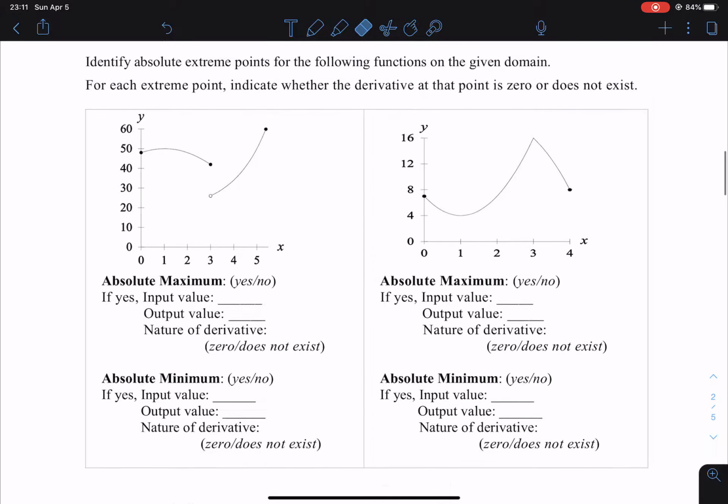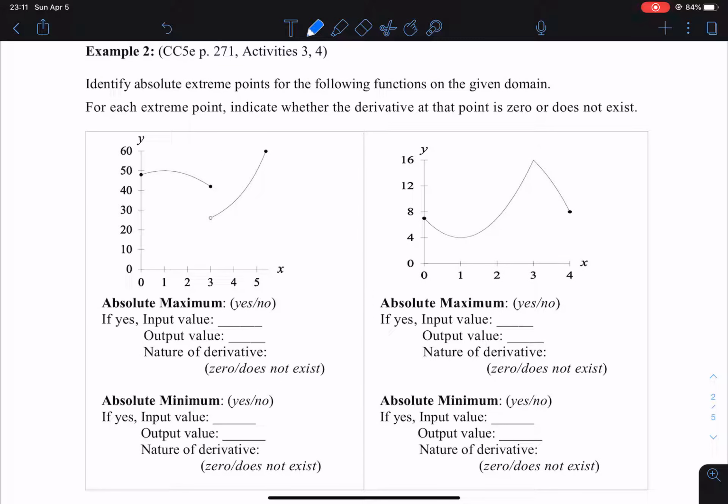And example 2. So pause the video and finish example 2 in 5 minutes. So for question 2a, 2a is a closed interval. That means the points when x equals 0 and when x equals 5.5 are in our domain. So those 2 points can be our options. So the first one, what about the absolute maximum?